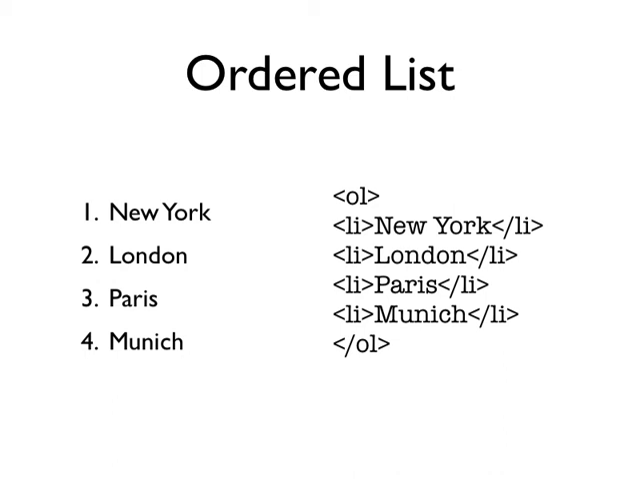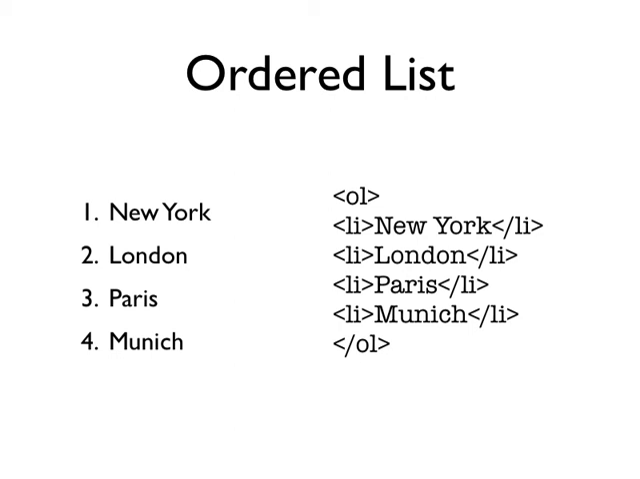So we're saying New York, and then /LI to end that list item. We're saying LI to begin a new list item. London, then /LI to close off London. LI, start a new list item. Paris, and then /LI to end that list item. And the same for Munich. LI, Munich, /LI to close it off. So you notice there that every tag that opens gets closed. We have an OL, so we have a corresponding /OL, and for every LI, we have a corresponding /LI.